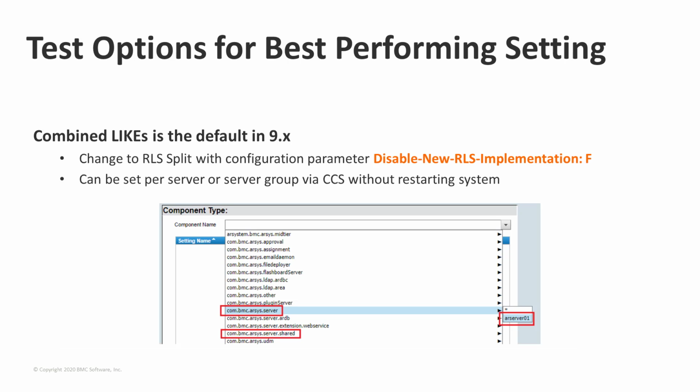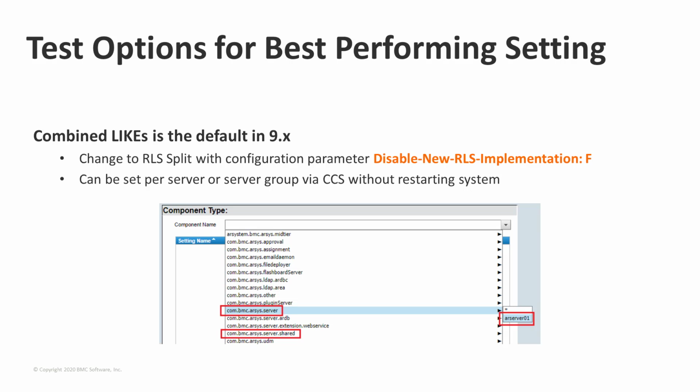We have seen that there are three different RLS options: Combined Likes, RLS Split, and Subquery. Due to the wide range of variables that determine how each of these perform, it is important to test and evaluate each one before changing them in a production environment. In Remedy 9 and later, the default RLS option is Combined Likes, but this can be changed at both the form and server level. On a system where you can reproduce the problem RLS behavior, perhaps a pre-production or QA environment, you can easily evaluate the impact of switching between Combined Likes and RLS Split using the centralized configuration form.